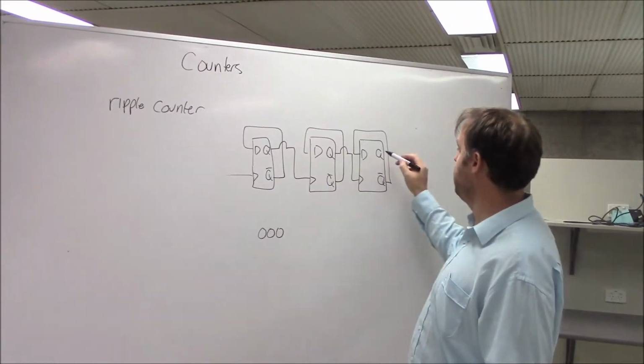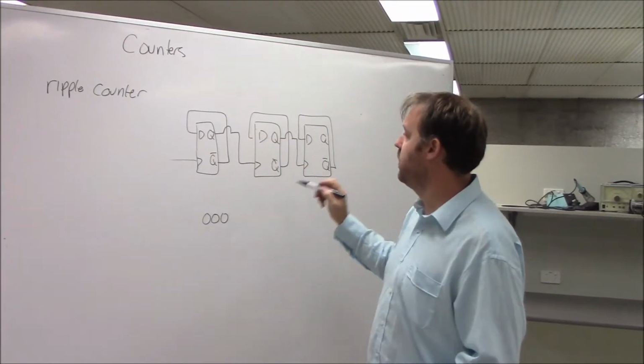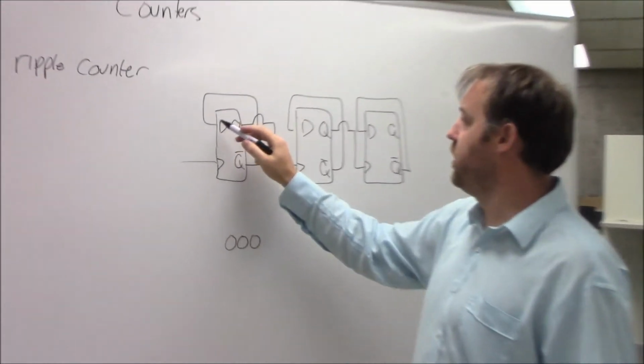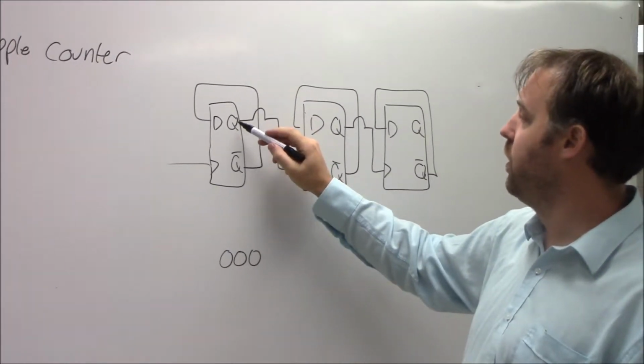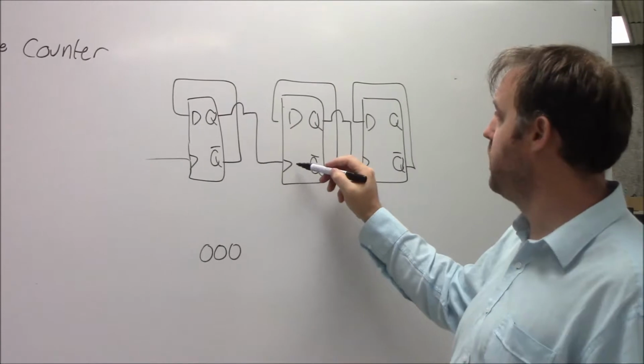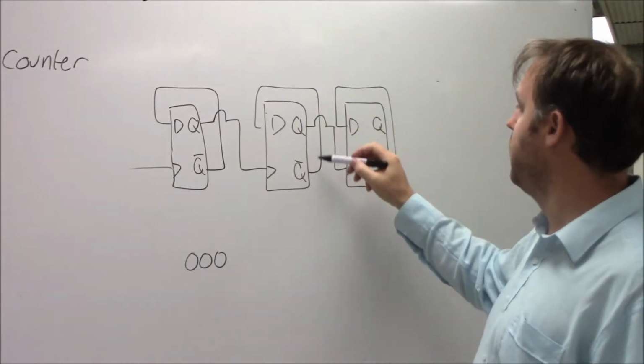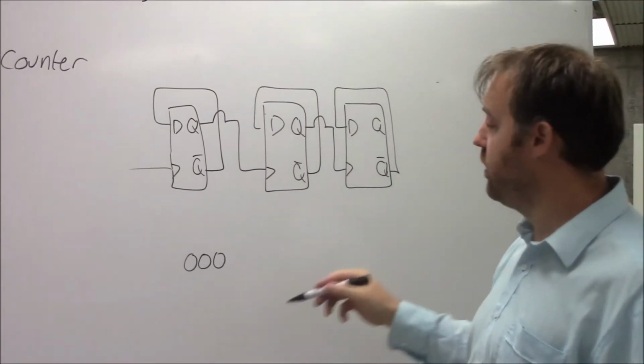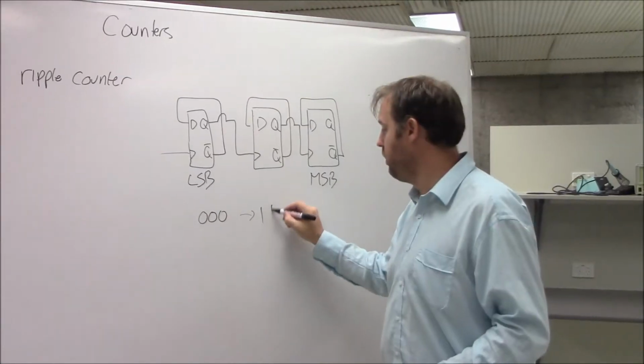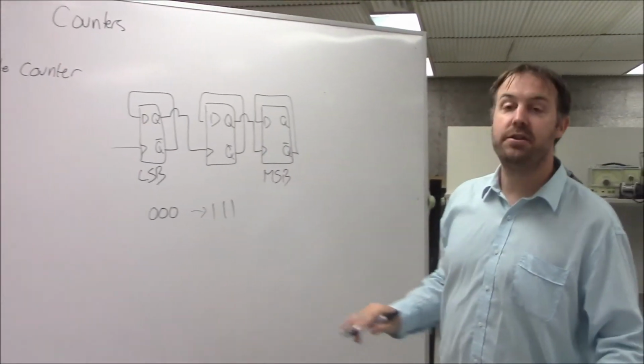And if these are all low, so if Q, Q, Q are low, then this is a rising edge, so this will go from low to high, which is a rising edge for this one. So this goes low to high, rising edge for this one, so this goes low to high. So the next, we get 1, 1, 1, 1. So this is a down counter.